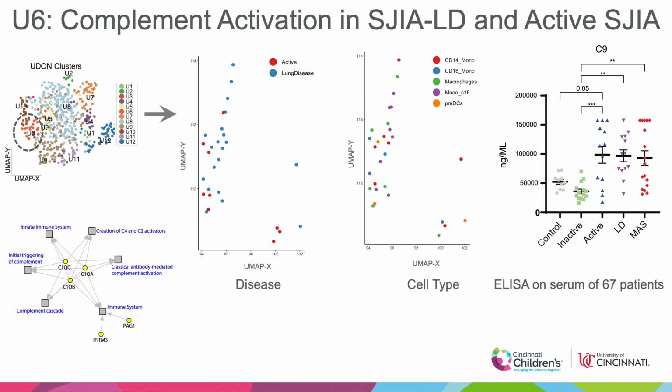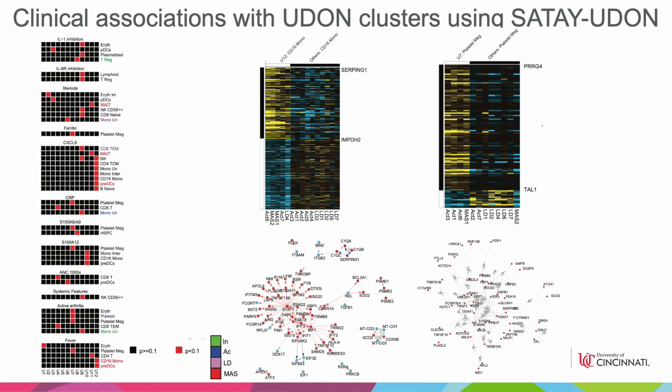These results were particularly interesting to us, and they motivated us to ask: we can visually see that the complement activation in monocytes is associated with lung disease, but does this hold true statistically? We applied Satay Udon and found confident associations between Udon cluster pathways and disease subtypes. We find that lung disease is strongly associated with the complement activation cluster for monocytic populations. Importantly, nearly all of these observations were unique to Udon clusters as opposed to clinically defined SJIA subtypes.